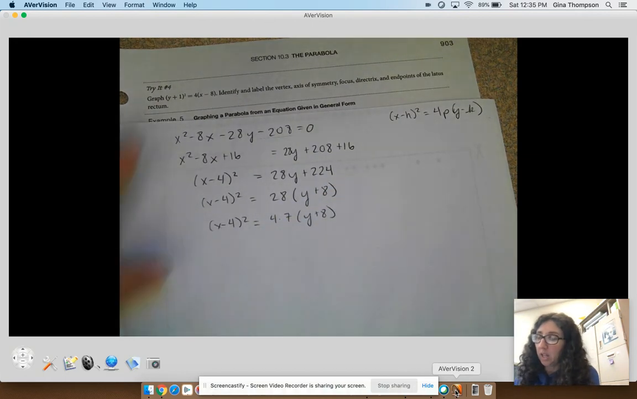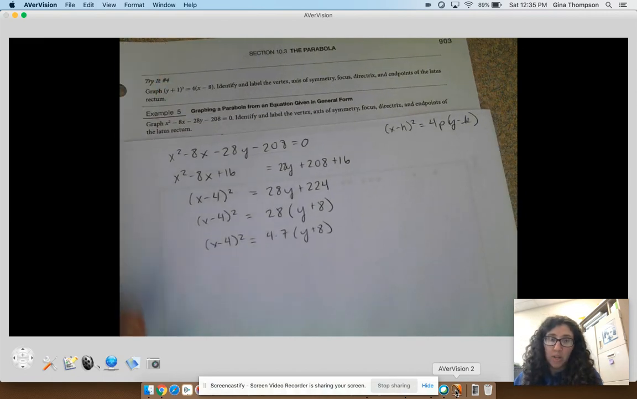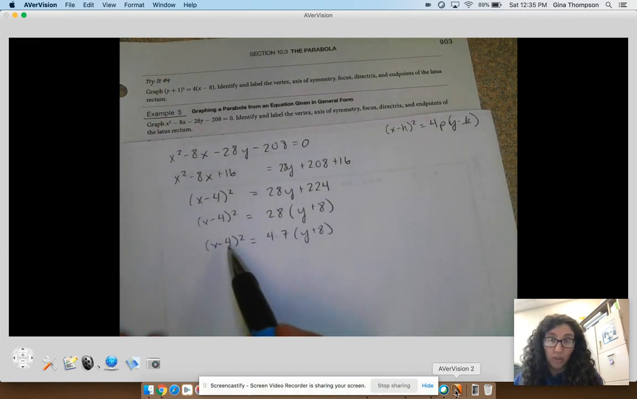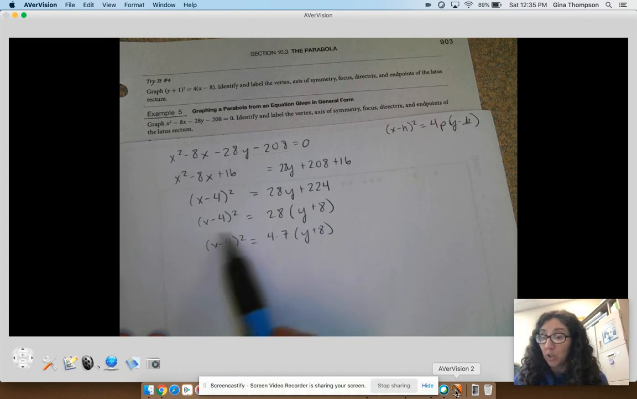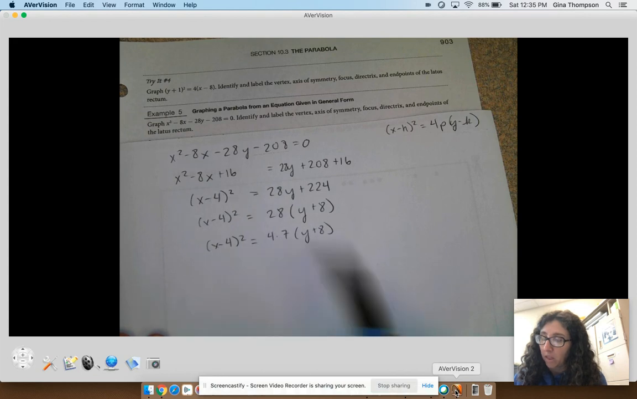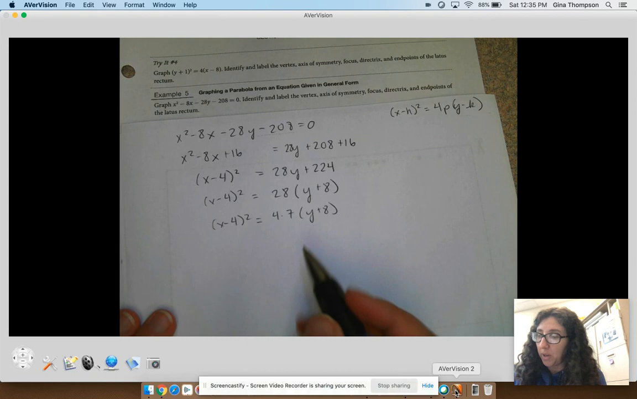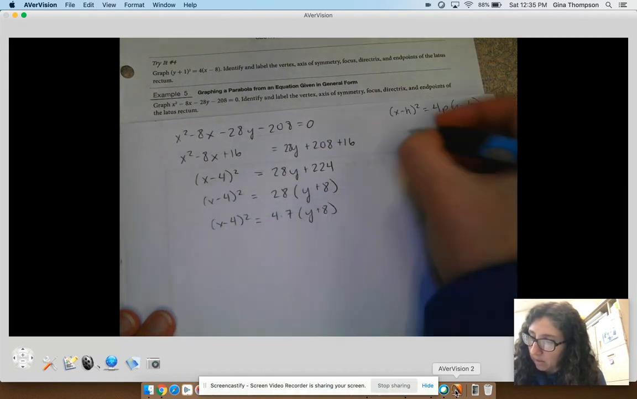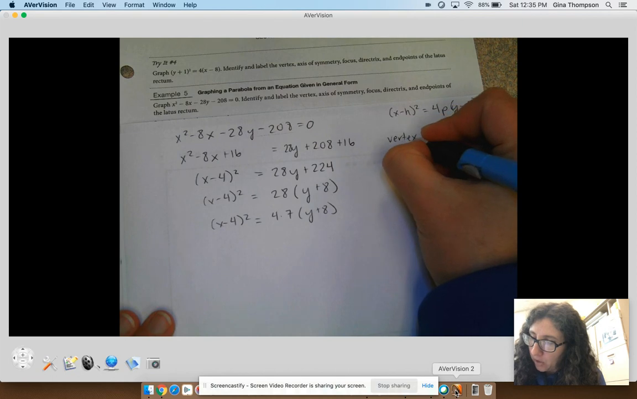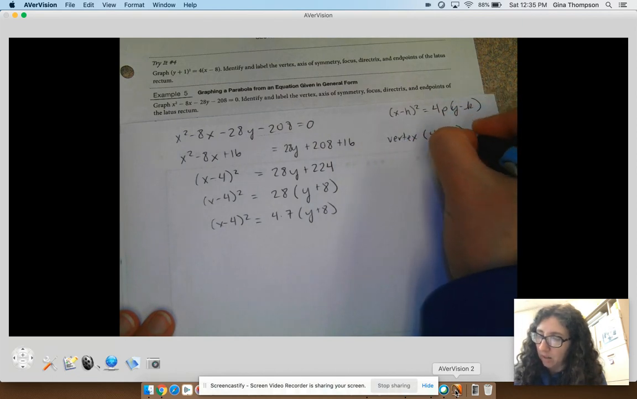Okay, so hopefully by now, this is starting to be pretty routine for you. You've been doing it for circles and ellipses and hyperbolas. Now we just have to do it for one term for parabolas. Okay, so now we've got this in a form where we can do all this stuff, right? Our vertex is going to be at 4, negative 8.